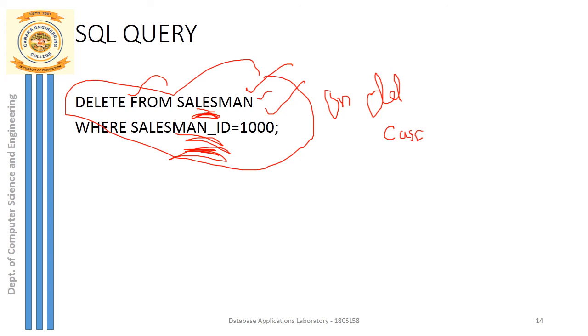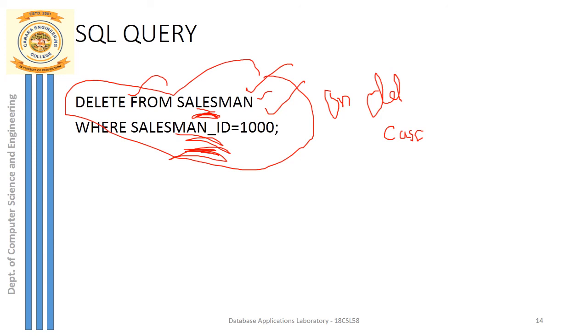The moment you delete this, what should happen? All the orders that are delivered by this salesman from the orders table also should be deleted. Manually you cannot do that. It should be done automatically. How is it done automatically? It is done through on delete cascade. So what is on delete cascade? While creating the table itself, you must have specified this on delete cascade.